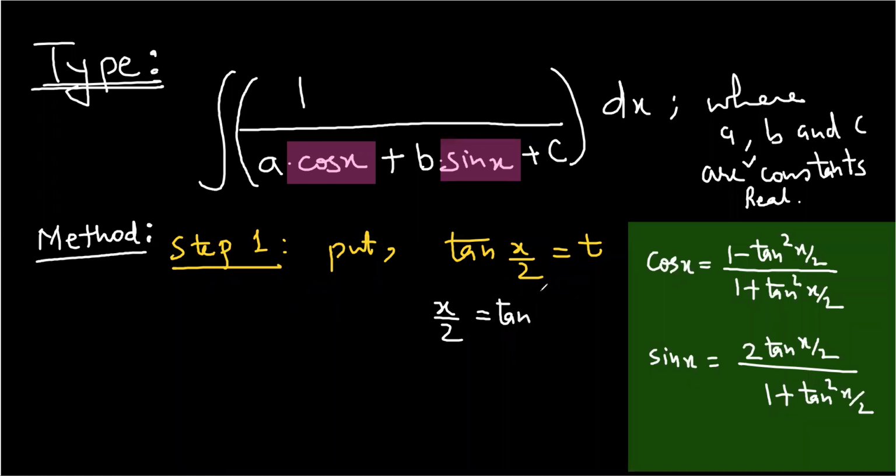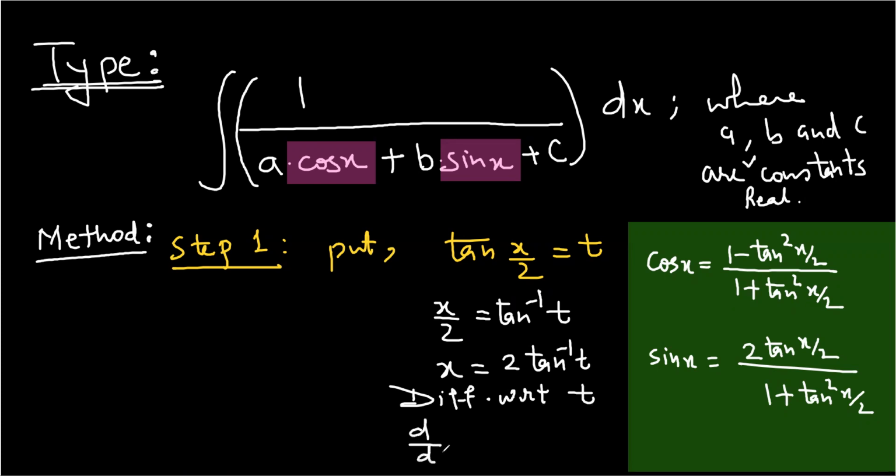It will be tan inverse of t, and then x will be 2 tan inverse t. I will differentiate with respect to t. So I get d by dt of x, and here, since I am differentiating with respect to t, 2 is a constant, and d by dt of tan inverse t is 1 upon 1 plus t square.